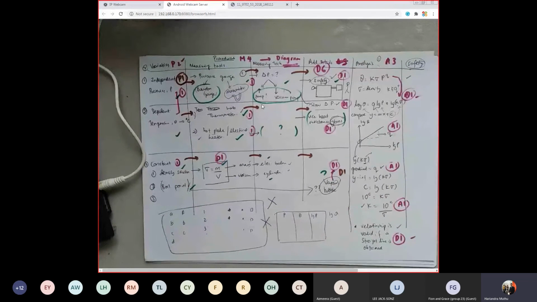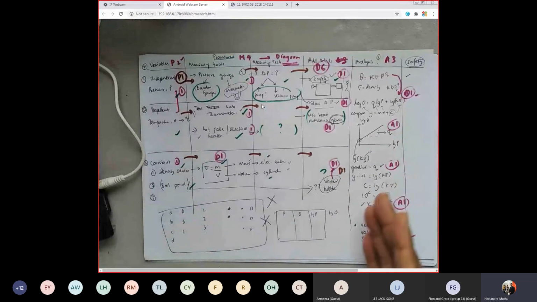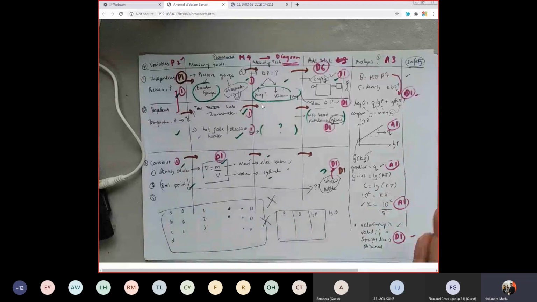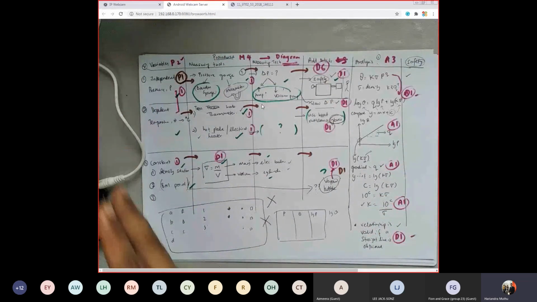Now, obviously, for the first time, it's going to take more than half an hour just to draw this particular table. By practice, you should be able to draw it out.